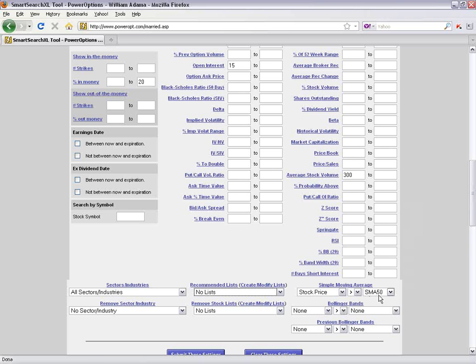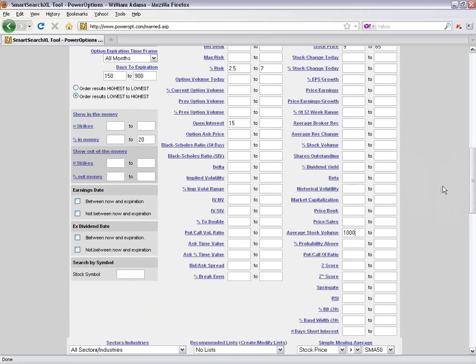I'm going to leave the simple moving average to look for stocks that are trading in an uptrend. I'll change my average stock volume. Rather than look for stocks that trade at least 300,000 shares on average per day, I'm going to increase that up to 750,000. If you only wanted to look for stocks that traded at least 1 million shares per day, we would just change that to 1,000.